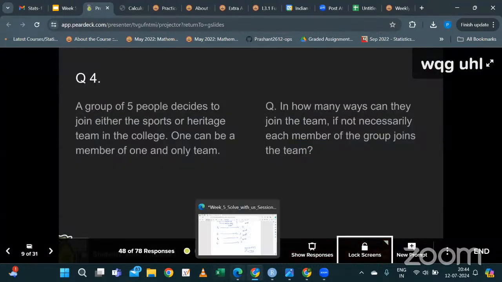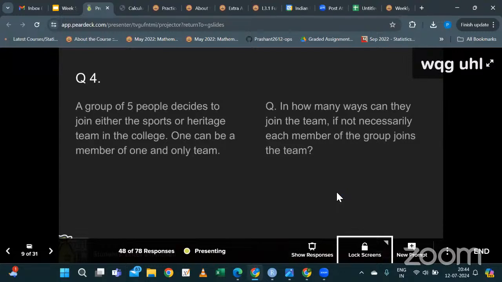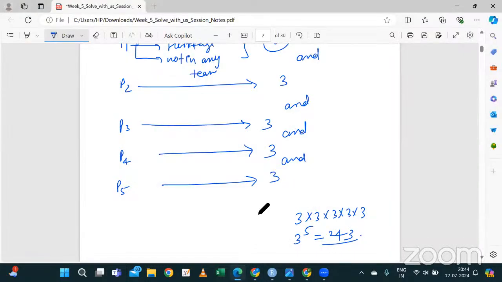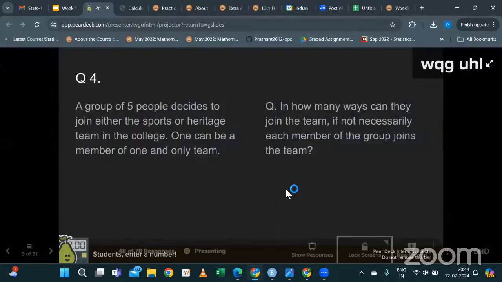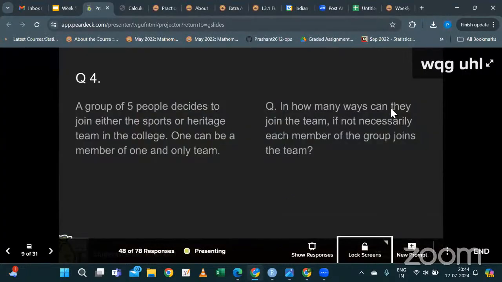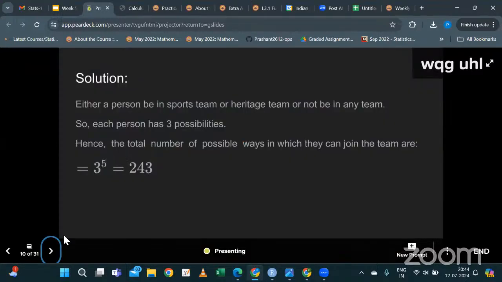So the thing is that here you have to see, we are talking about 5 people. It's not that you talk about a single person, whether person one or person two. We have to find the case for all persons. So it's like first person and second person and third person, and so on. If you read the question carefully, it's asking how they can join the team, so I'm talking about all 5 people. That's why we have to multiply 3 into 3 into 3 into 3, till 5 times. So it will be 243.